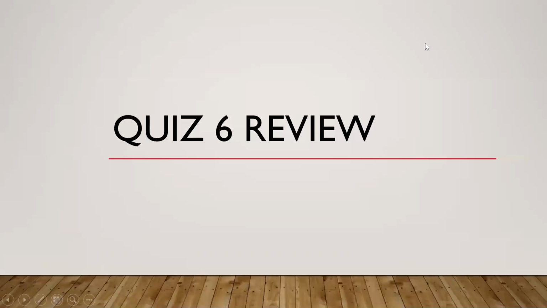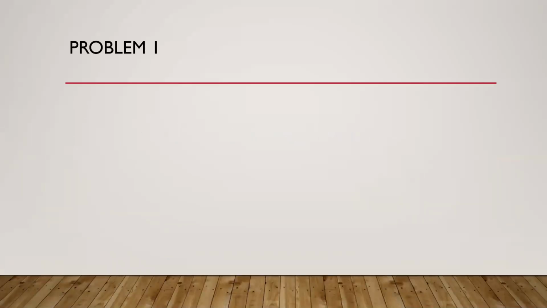Here's our review of quiz 6. In problem 1, we're given pairs of variables and asked to tell whether we would expect a positive association or a negative association. So for the first one, number of years of education and annual salary. Well, doesn't it make sense that the more education you have, the higher your salary will tend to be? So that would be a positive association.